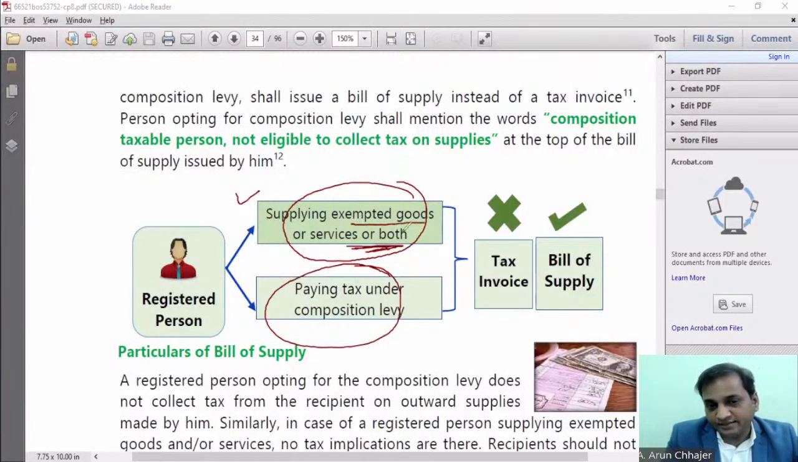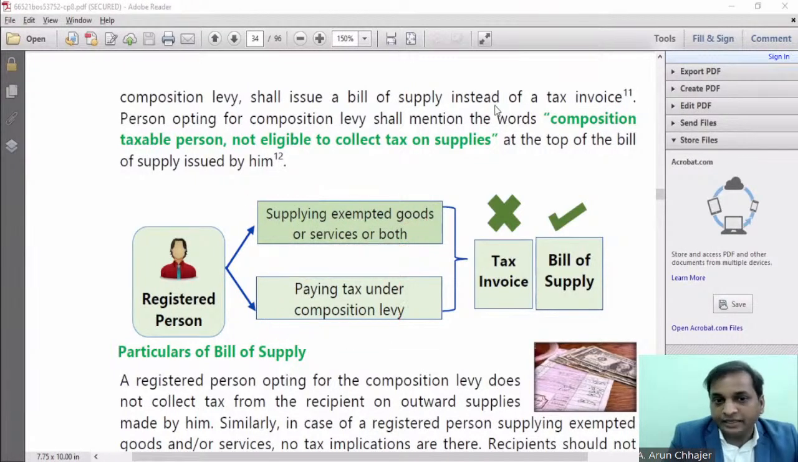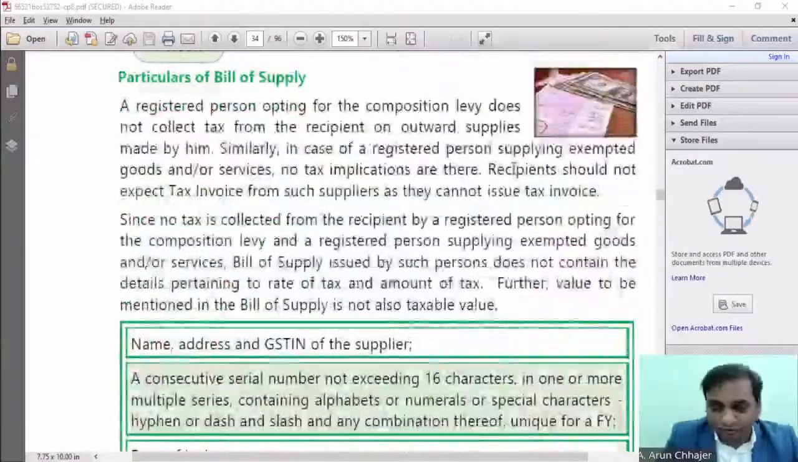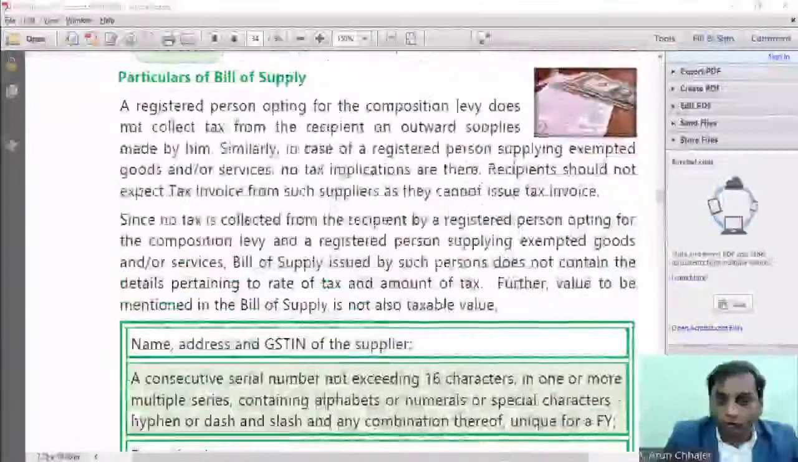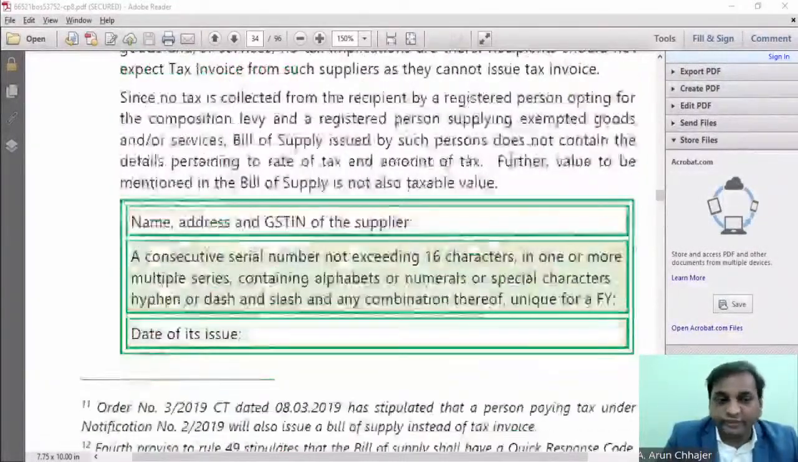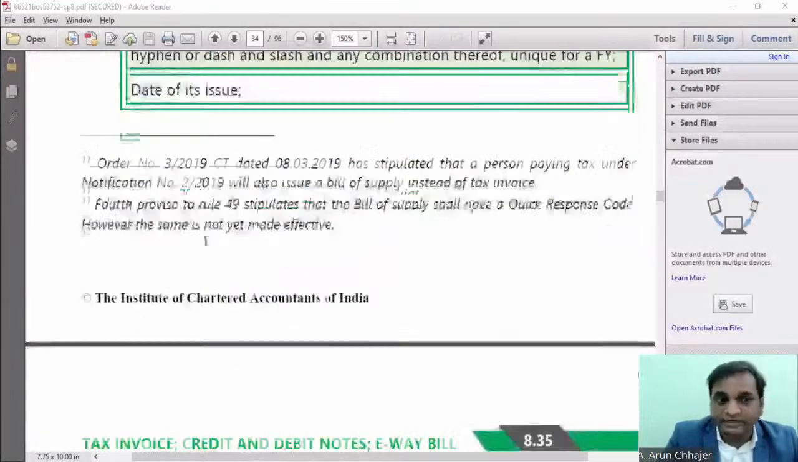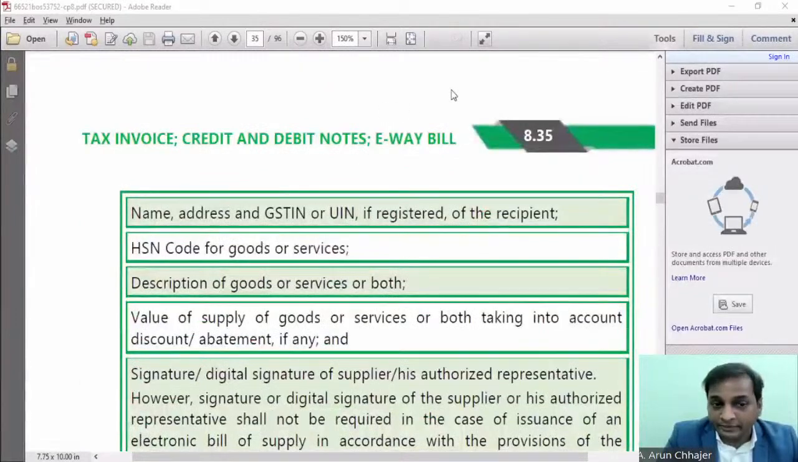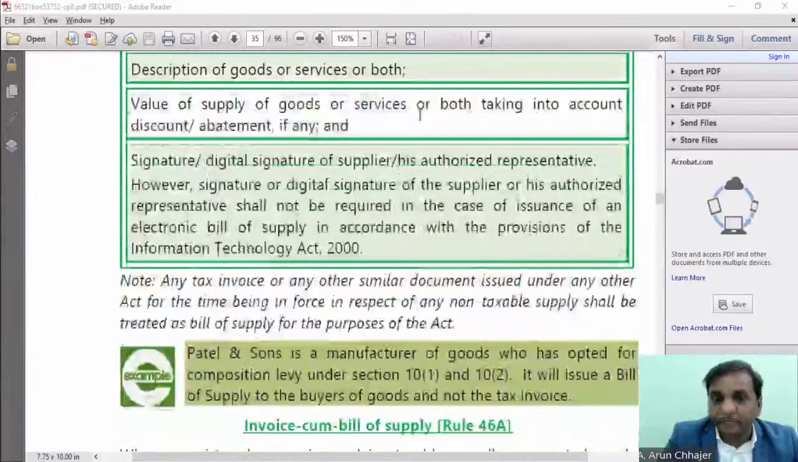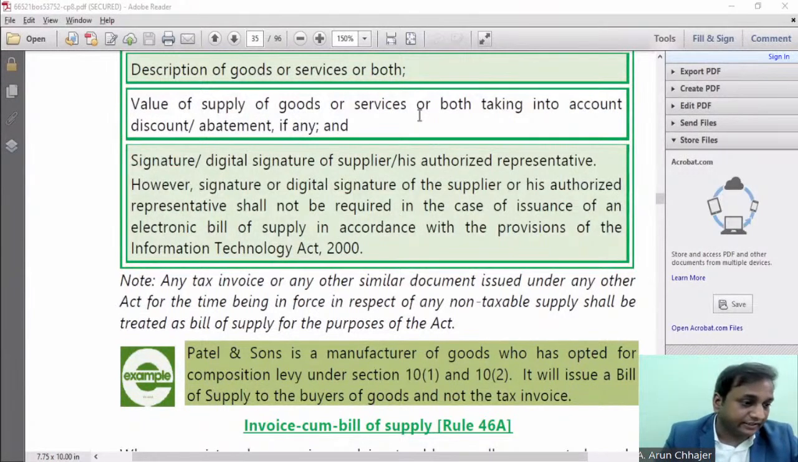So in 2 cases, supply can be made under the cover of the bill of supply instead of a tax invoice: if it is exempted, or if it is supplied by the composition dealer, because a composition dealer cannot collect tax. What could be the content? Bill of supply, name, address and GST number, consecutive serial number, date of issue, name, address and GST number, HSN code, description, value, signature or digital signature. The signature is not required if it is issued under the cover of the Information Technology Act.